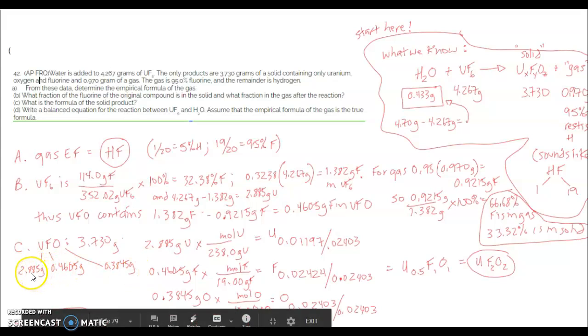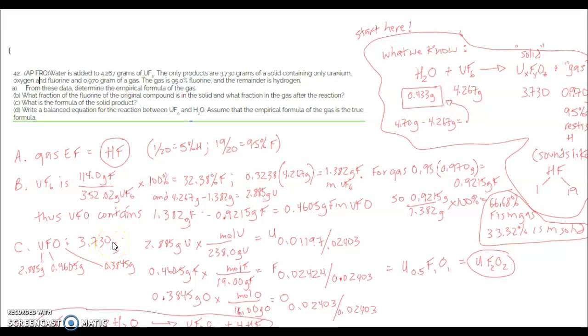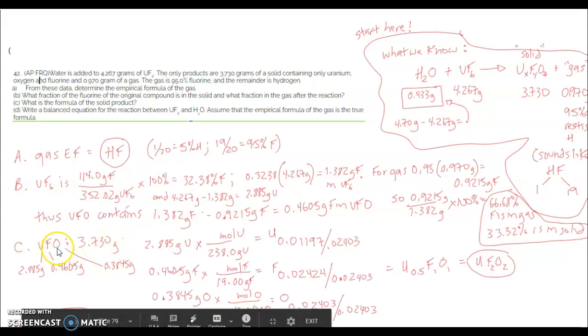So we have 2 of the 3. We have 2.885 grams uranium in UFO. We have 0.4605 grams of fluorine in UFO, and it's a total of 3.730 grams. So once again, the rest must be oxygen. So we'll subtract it out, and we get 0.3845 grams. Now we have the entire composition by mass of UFO, so it becomes an empirical formula question.